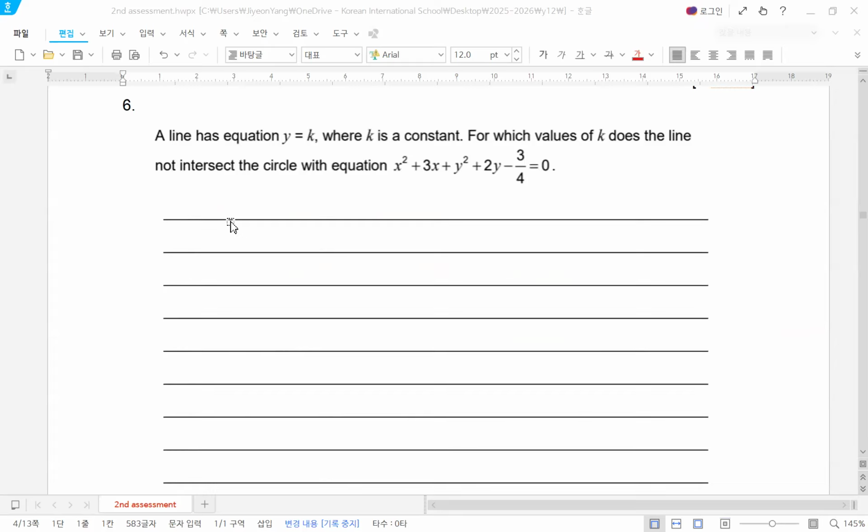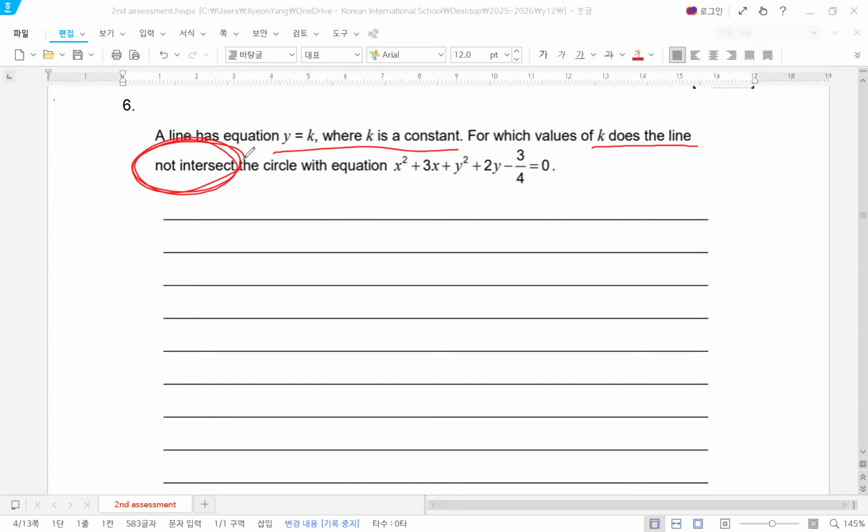Question number 6. Andrea, please read this one. The line has equation y equals k, where k is a constant. For which values of k does the line not intersect the circle with equation x squared plus 3x plus y squared plus 2y minus 3/4 equals 0? Okay, I'm going to show you how to solve this question using two methods.